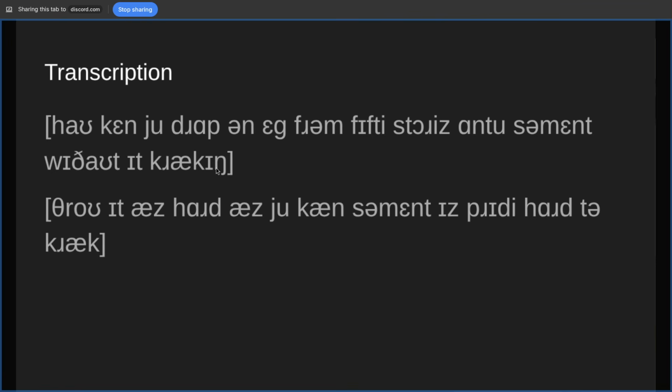Anybody want to try just for fun and read this transcription of an English sentence? How can you drop an egg from 50 stories onto cement without it cracking? Yeah. What about the second one? Somebody else? Let's see. Throw it as hard as you can. Cement is pretty hard to crack. Good. Okay. Perfect.